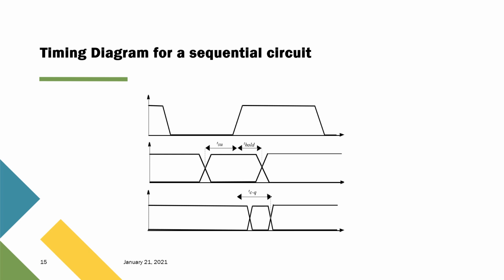The setup time is the time interval before the clock where the data must be held stable. The propagation delay is the time taken by the input to cross from the input to the output of the gate. Hold time is the interval after the clock where the data must be held stable.